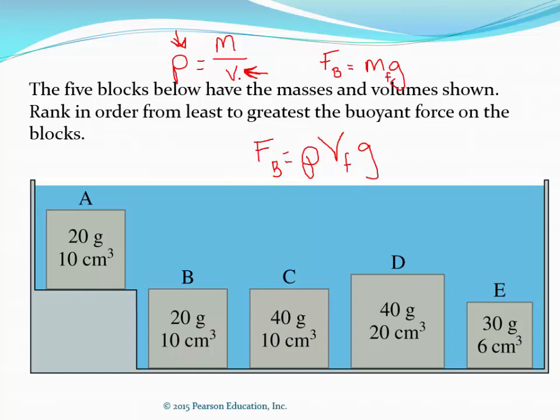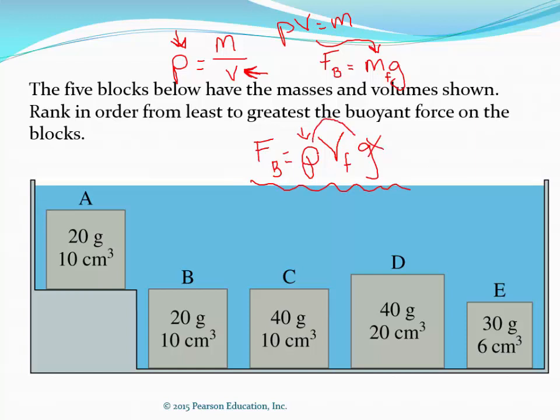Because if we do density times volume, we get our mass. So if we keep that relationship in mind and just plug that in here, this is a better way to talk about our buoyant force. If we use this mentality, they're all sitting in the same liquid, right? So the density of the fluid is the same. Gravity is, of course, a constant.